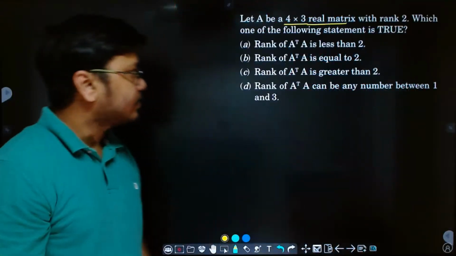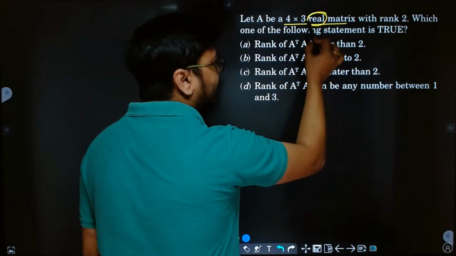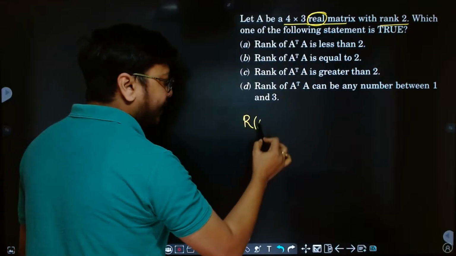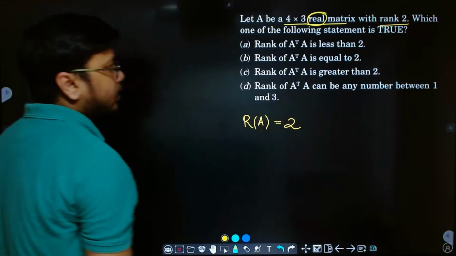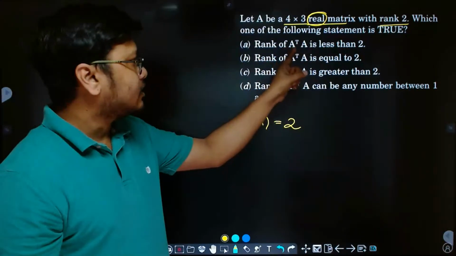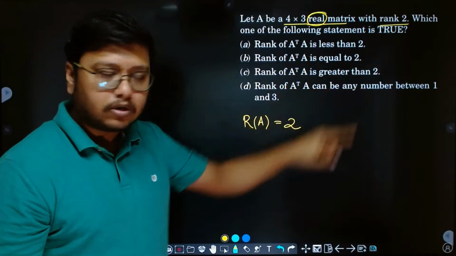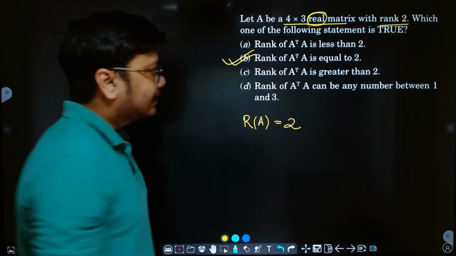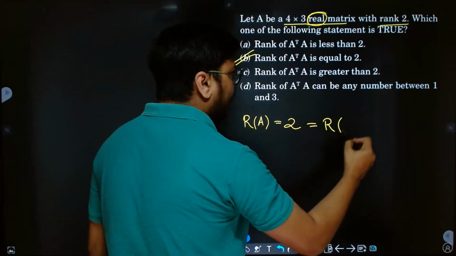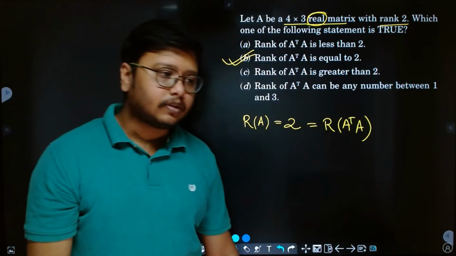So now let's take a look at this question. That's why it's mentioned A is a 4x3 real matrix with rank 2. So that means rank of A is 2. Which of the following statements is correct? Rank of A transpose A is less than 2? No. Rank of A transpose A is equal to 2. Correct. So option B. It is directly coming from the property which I told you.